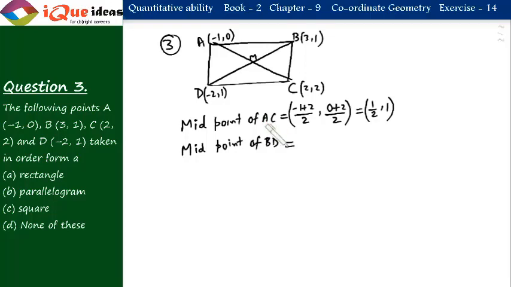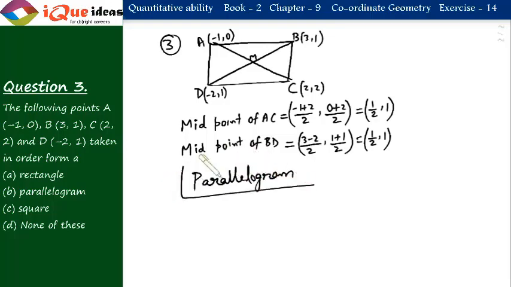Similarly, check the midpoint of BD. That is (x1 plus x2), that is (3 minus 2) by 2, and (y1 plus y2), that is (1 plus 1) by 2. This also comes out to be 1 by 2 and 1. So the midpoints of diagonals are same. That means diagonals are bisecting each other. That means it is a parallelogram. So to check whether a given quadrilateral is a parallelogram or not, we check whether the midpoints of the diagonals are same or not.